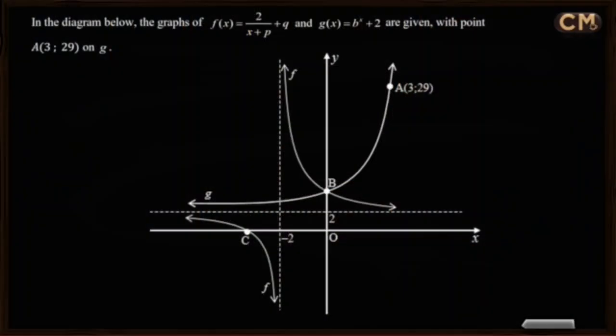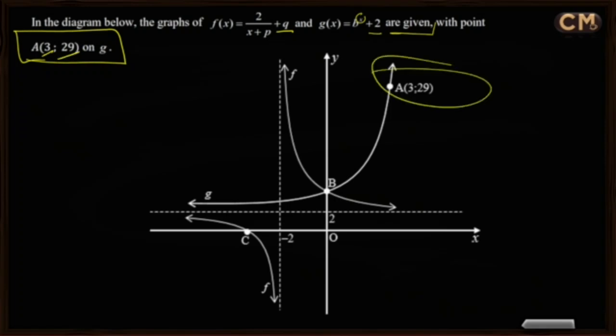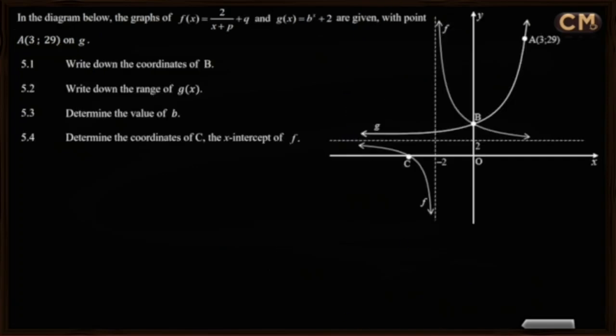Okay. Here's another graph to analyze. In the diagram below, the graphs of f of x is equal to 2 divided by x plus b plus q, and g of x is equal to b to the power x plus 2. Those are given with the point A with coordinates 3 and 29 on G. Well, G is our exponential graph over here. So let's just see what all of this means.